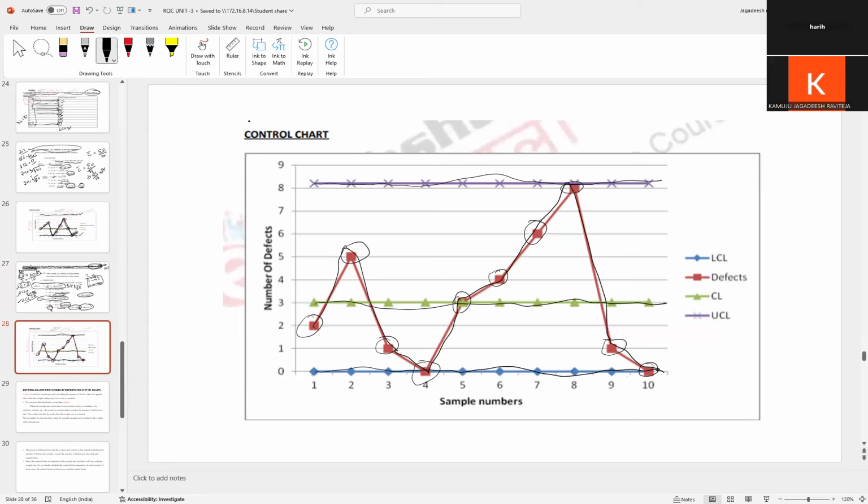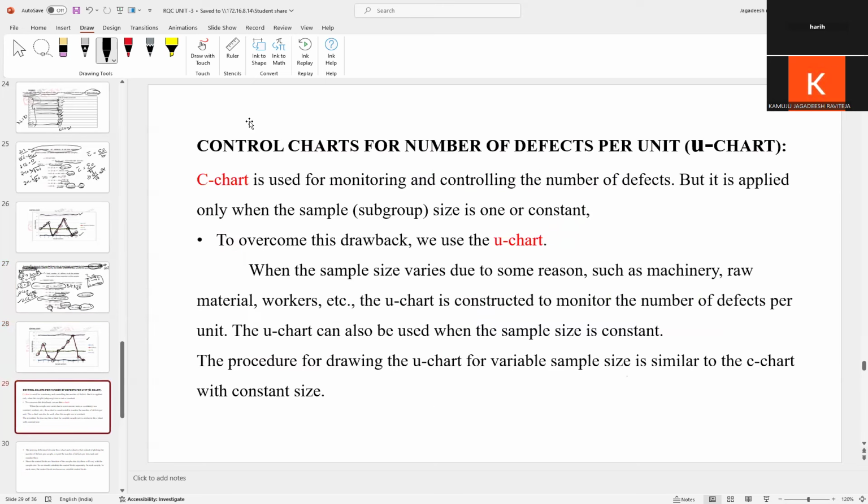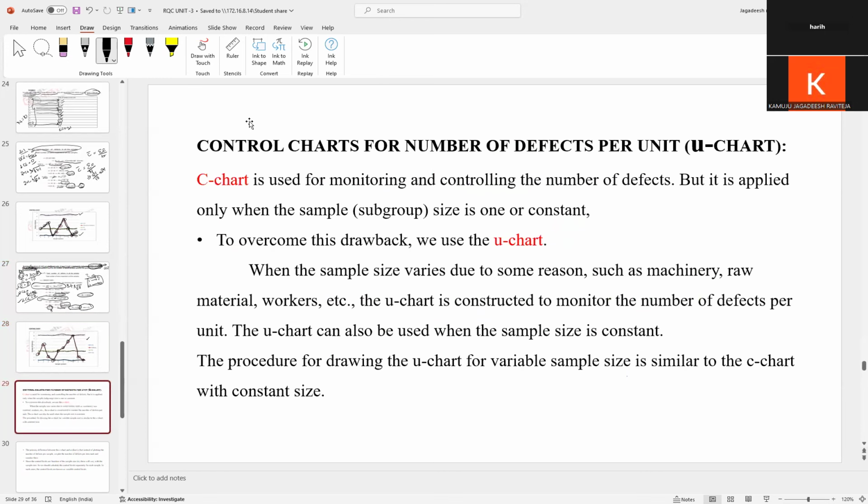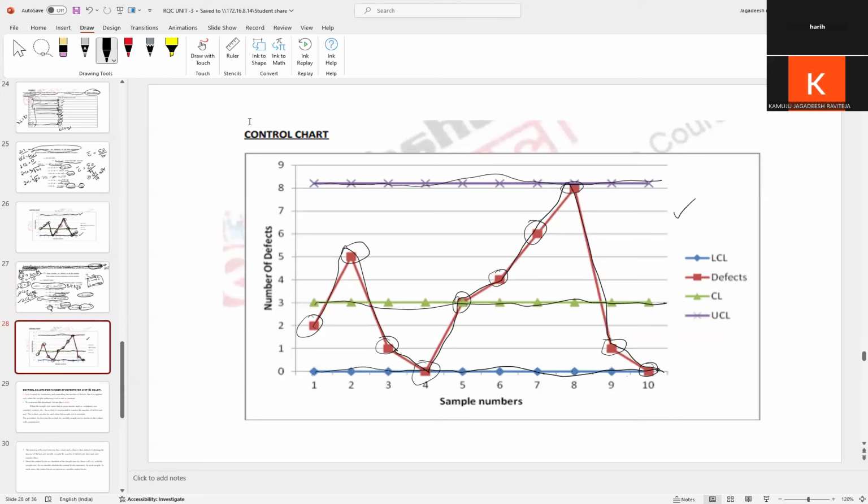Now we can tell whether the system is within the control limits or out of the control limits. The system is lying within the control limits. Therefore, we can approve this one. The system is stable. So this is about the first concept, that is control charts for variables and attributes. Now we'll go to the next concept in the coming classes.